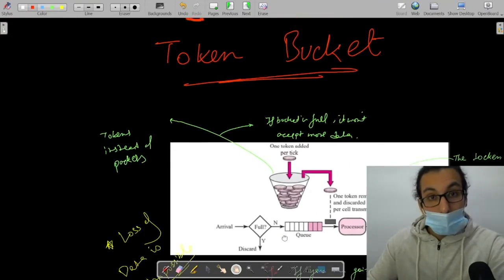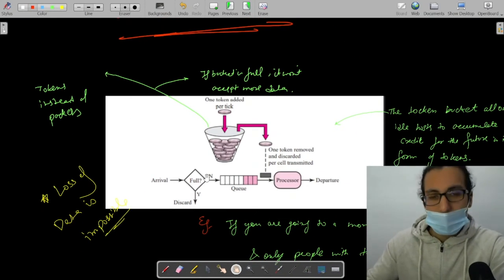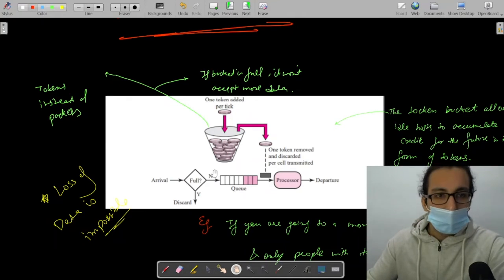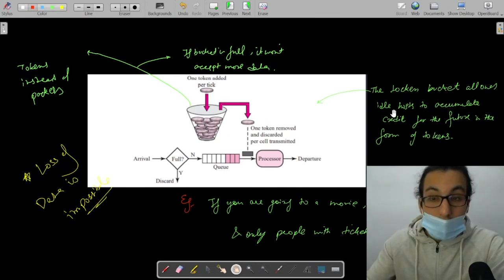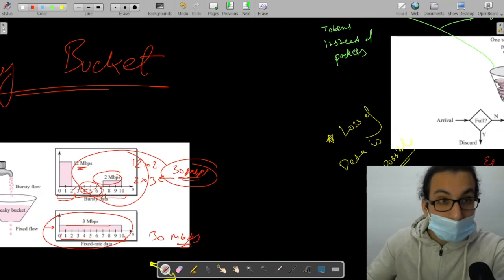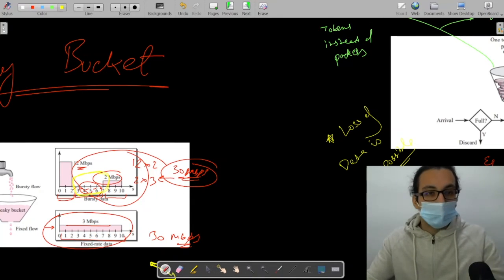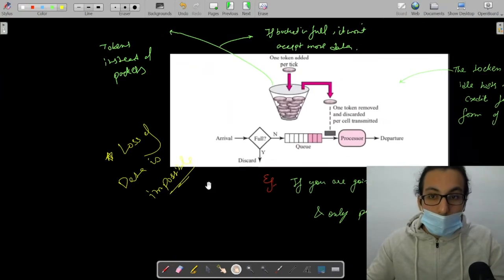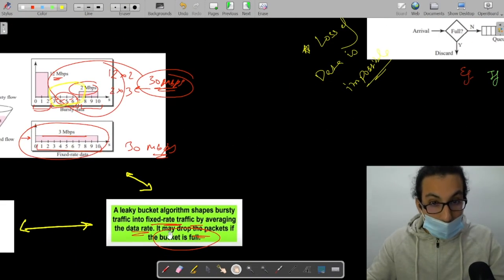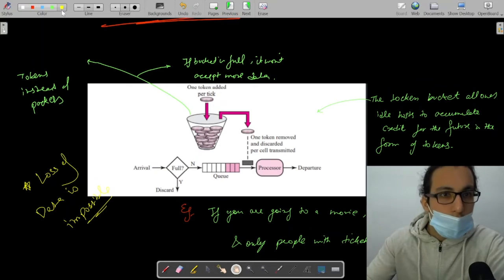So to overcome that, we came up with token bucket algorithm. As we can see here, we have a bucket, but inside that bucket we don't have packets, we have tokens. So we have tokens here instead of packets. The token bucket allows idle host to accumulate credit for the future in the form of tokens. So here we had two problems. First, we were not crediting the idle host. The host here was idle, it wasn't doing anything, but we didn't credit him, did we? So that's why we had two drawbacks. First was this credit, and then the second was that it may drop packets. So we overcame both of those drawbacks here.